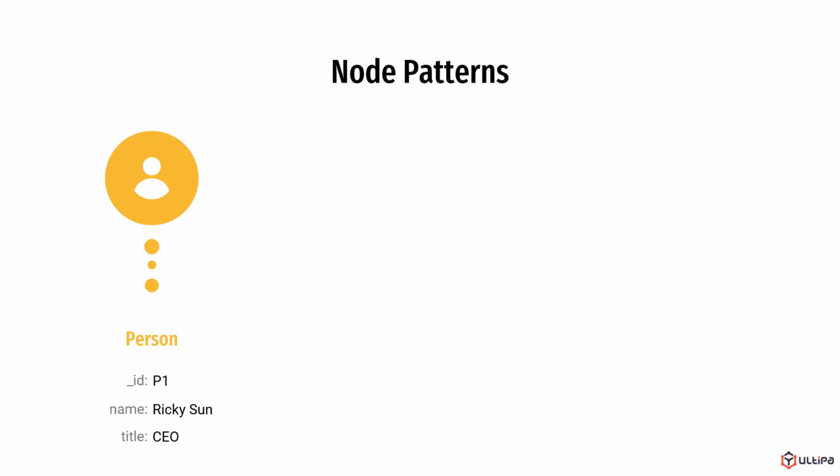In GQL, we use node patterns to represent nodes. A node pattern is figuratively written as a pair of parentheses, resembling a circle. Empty parentheses denote any node. You can specify a label inside the parentheses using a colon, for example, :person. In Ultipa, the label name is the same as the node type name.